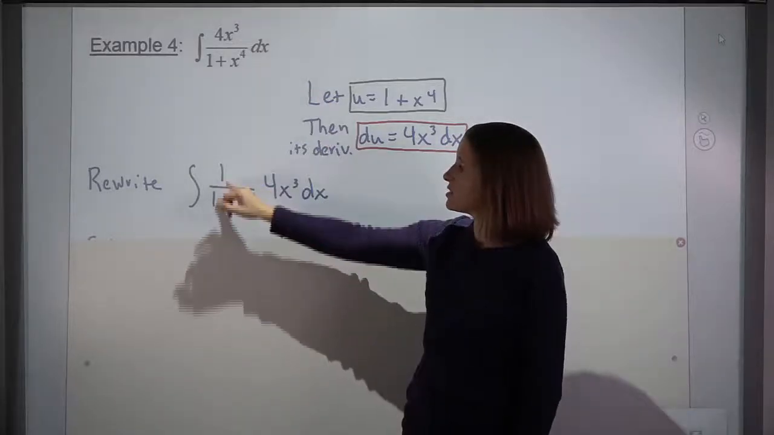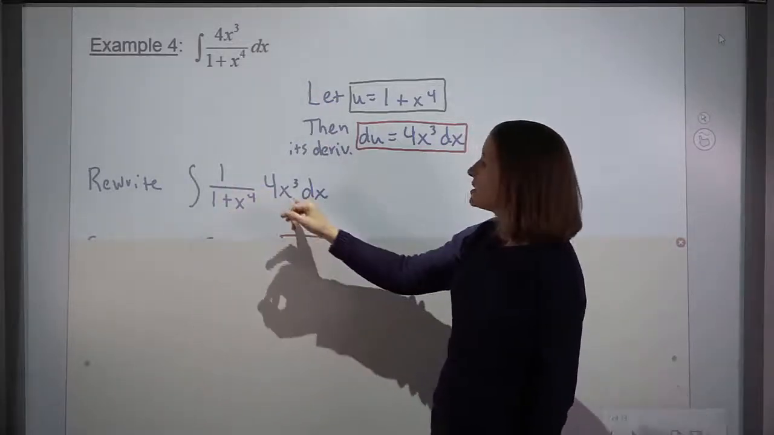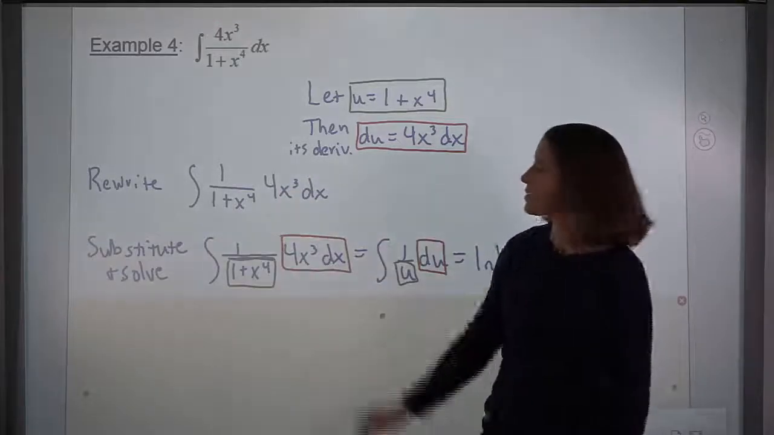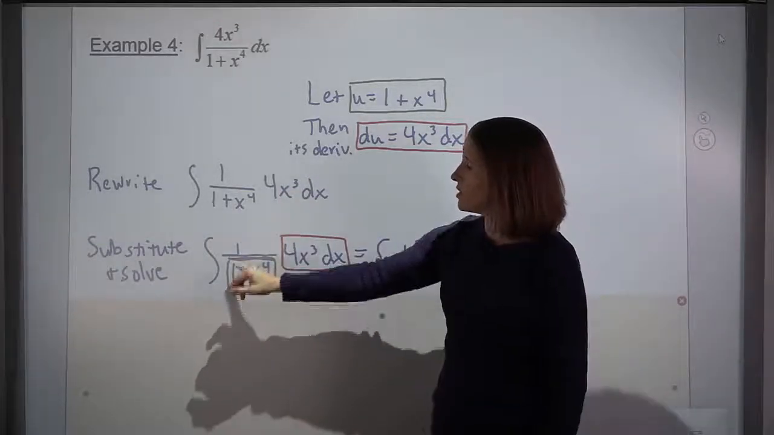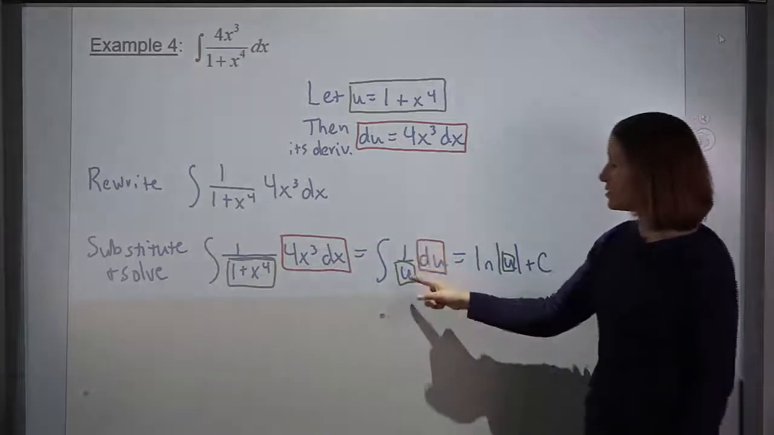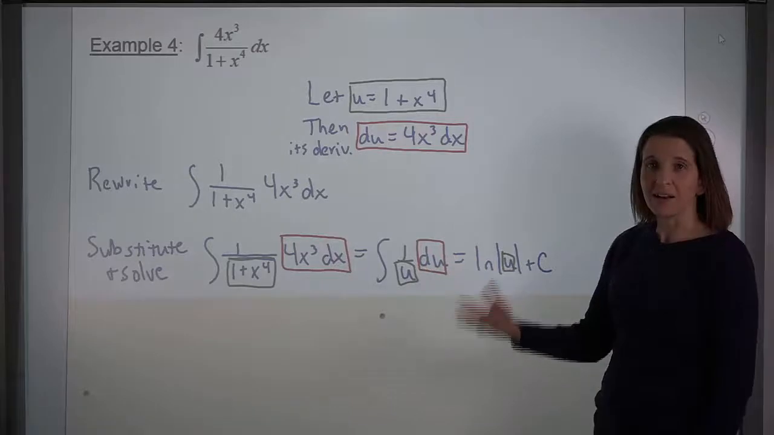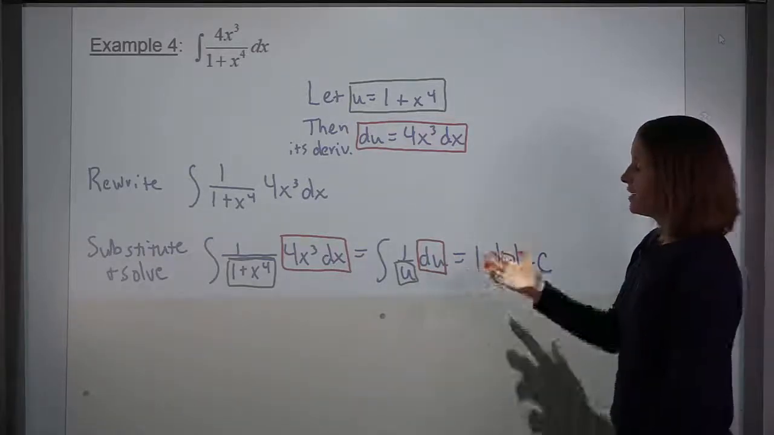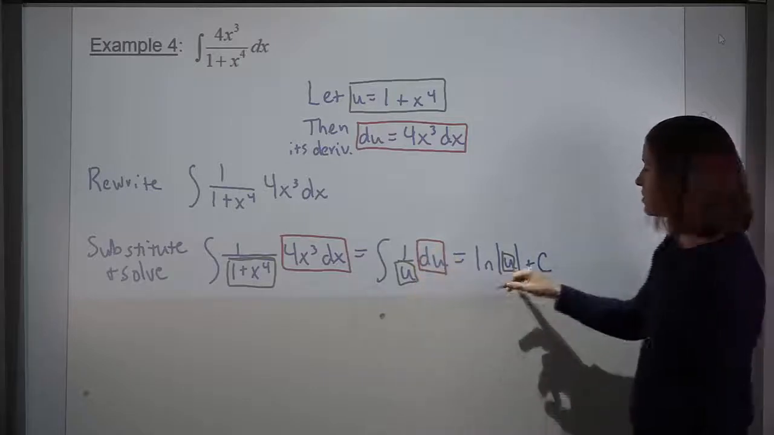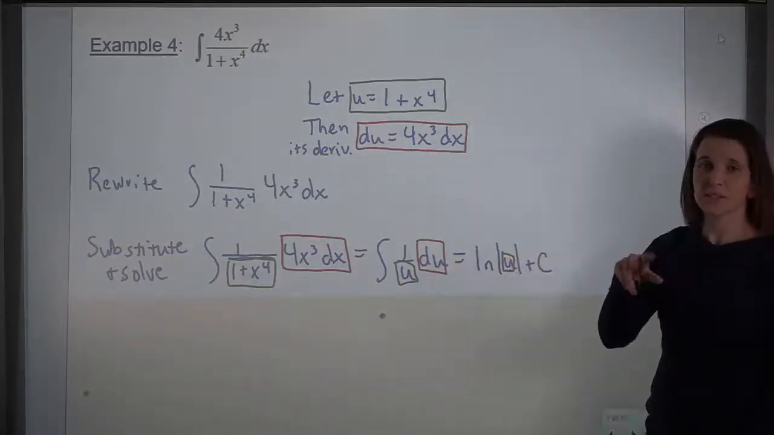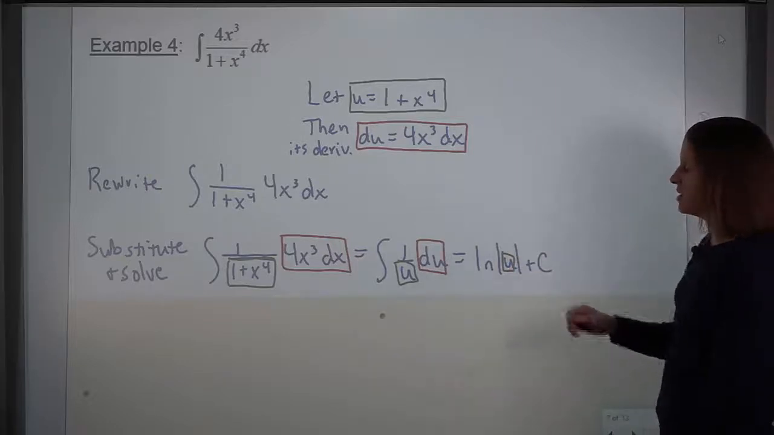But now I can see that it's 1 over 1 plus x to the fourth times that 4x cubed dx, and that's good because that was my du. So I have 1 over u du. Well, that better be one of the three rules that I know on the front page. And it is. Who has a derivative that's 1 over u? ln of u. Remember those absolute values. Those will show up in a symbol palette in your homework software.